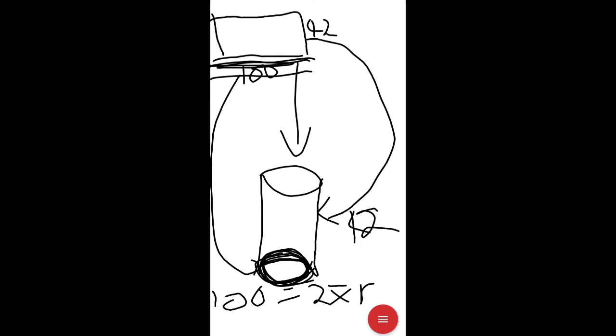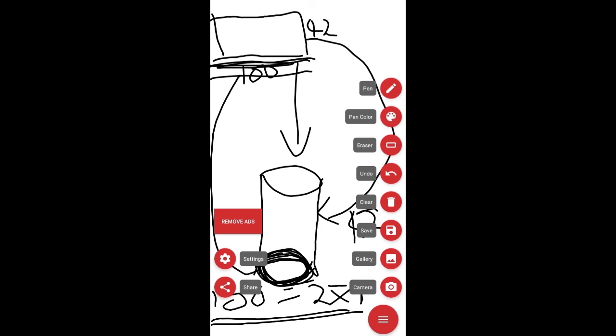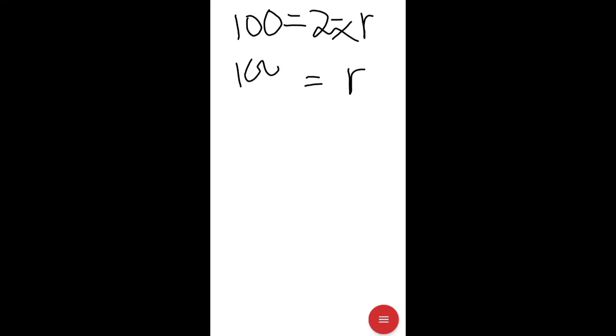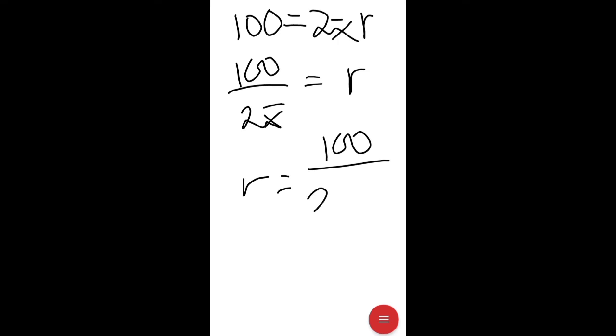Now going forward to solve this, 100 is 2 pi r. So my r will be equal to 100 over 2 pi. Now inserting the values in, so 2 times 22/7. My radius would therefore be 15.91 centimeters. Very good.